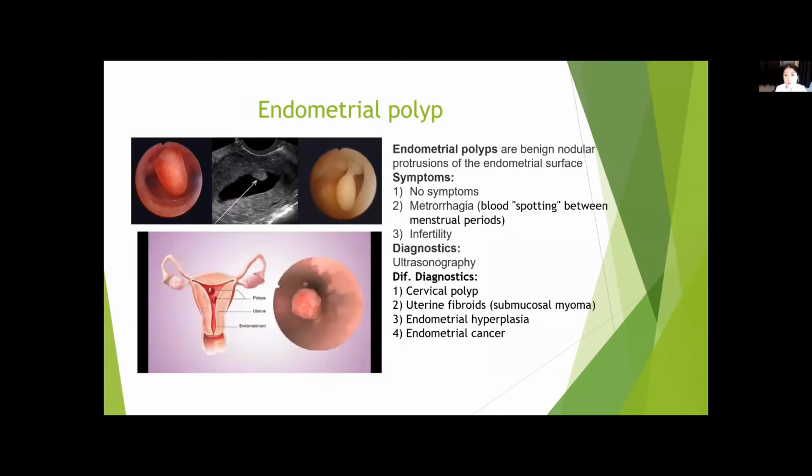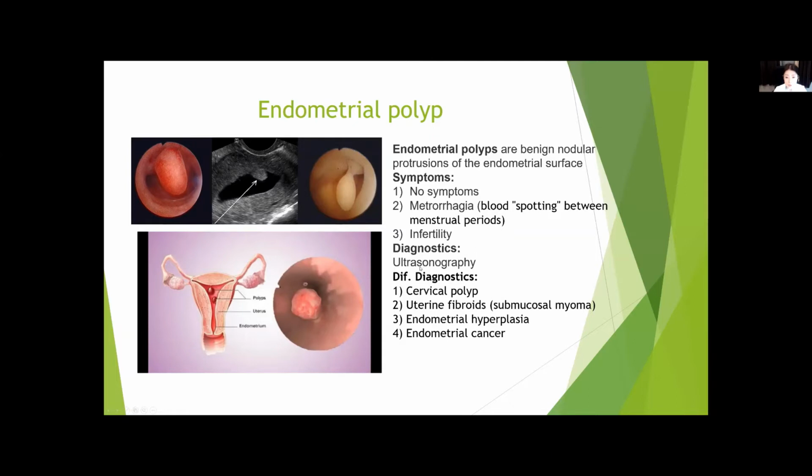Endometrial polyp is a benign nodular protrusion of the endometrial surface. Symptoms: most endometrial polyps have no symptoms. Some women have metrorrhagia, blood spotting between menstrual periods, or infertility, because these polyps play a role like an intrauterine device, which does not allow the fertilized ovum to implant into the endometrium.